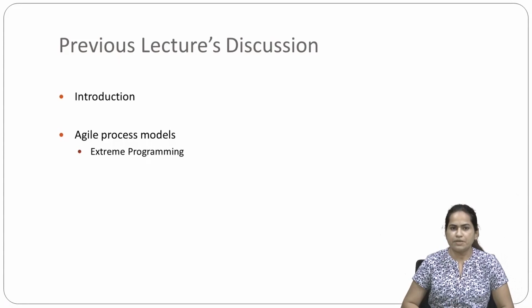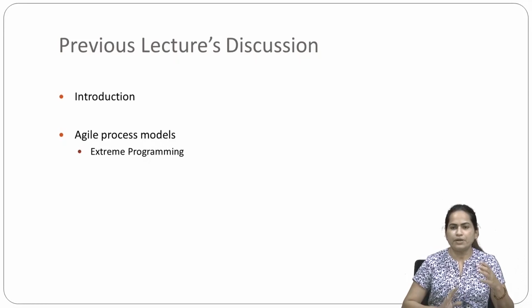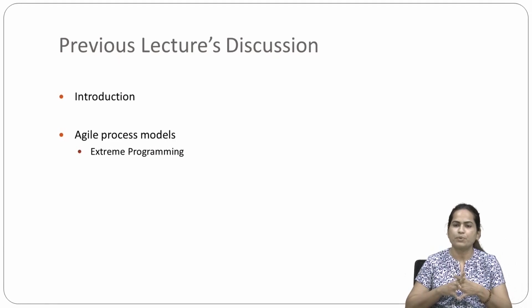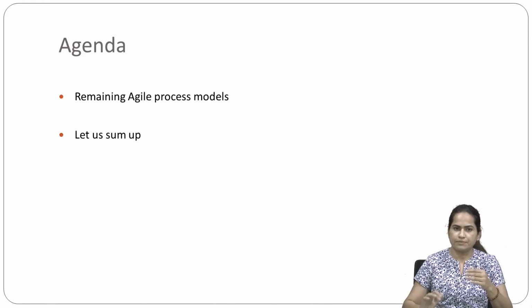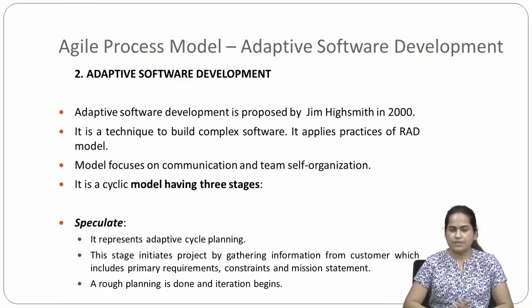In the previous lecture we discussed what an agile process is, what it includes, what principles it uses, and different agile process models, in which we discussed the extreme programming agile process model. In this lecture we are going to see the remaining agile process models, and we will sum up at the end of all the agile process models. So first we start with the discussion.